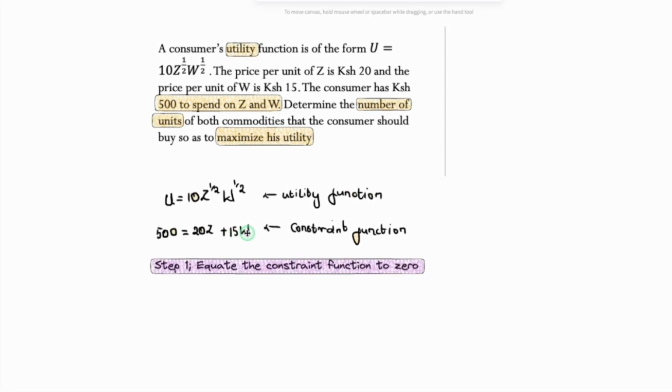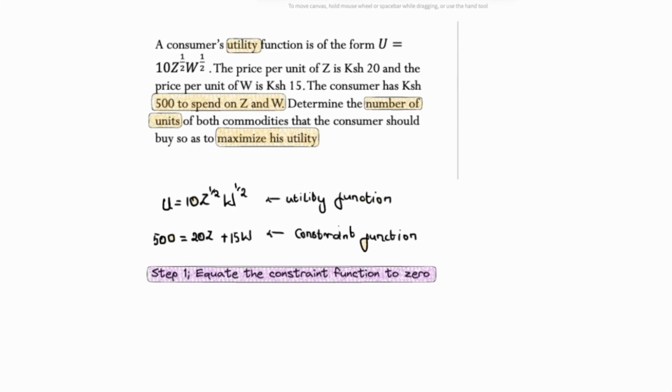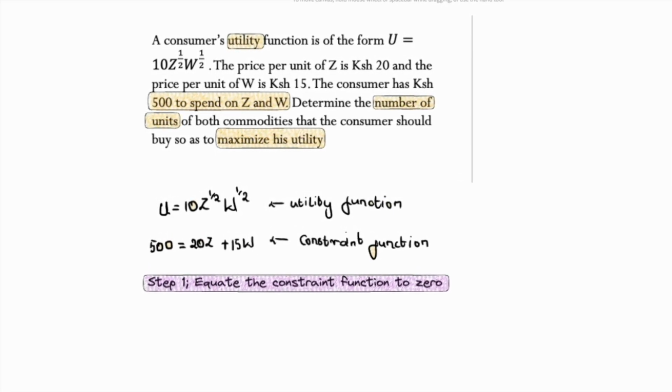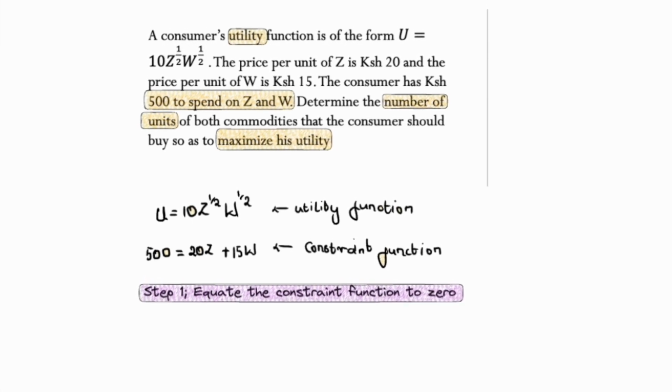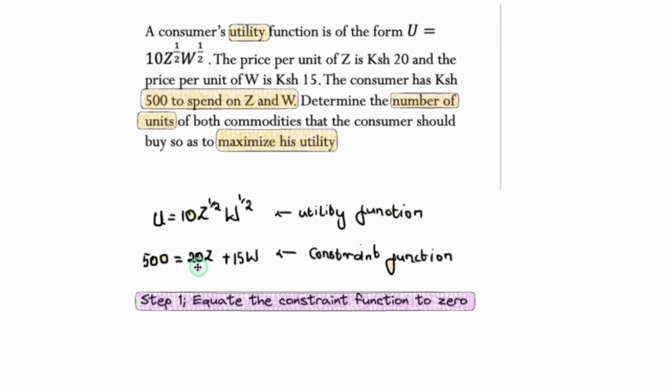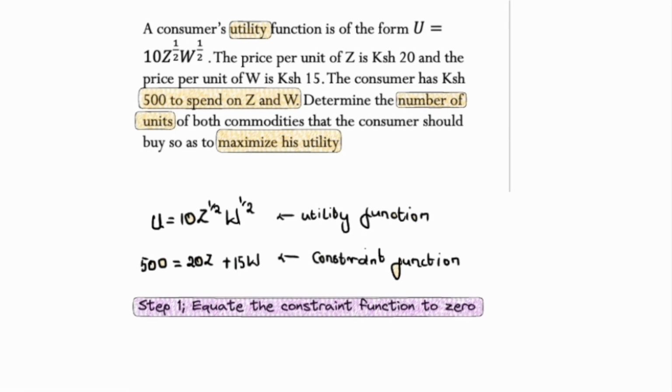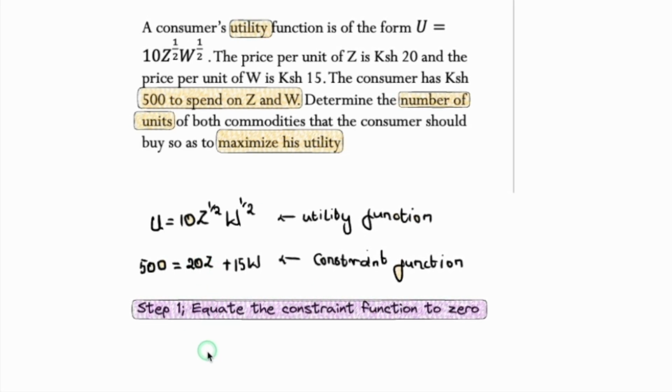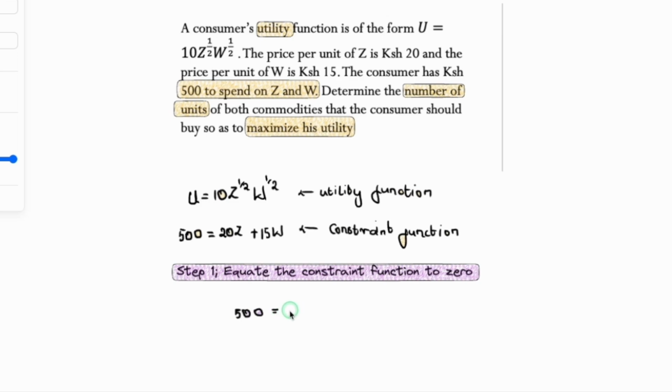Now, how we go about equating the constraint function to 0 is a bit interesting. When we look at our function, I want us to note that we have our budget, and on the other side of the equation, we have our unknown figures. So we have 500 equals 20Z plus 15W. When we're equating the constraint function to 0, it's important to realize that what we move to the other side of the equation are the unknowns. We move our unknown values.